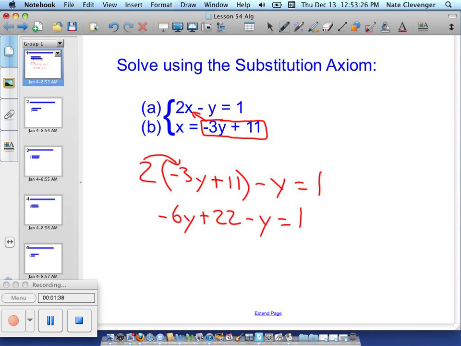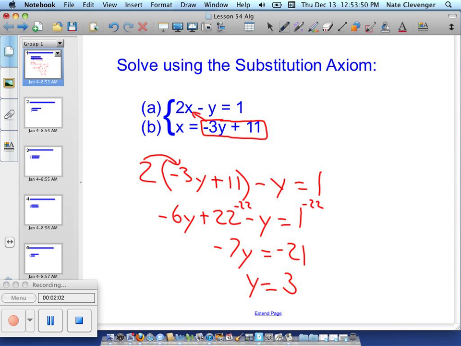And then I'm going to combine a couple steps here. Negative 6y minus 1 is negative 7y. And then subtract 22. Negative 7y is equal to negative 21. So y equals 3. We're not done because what do we have to do, Ethan? We have to solve for x still.